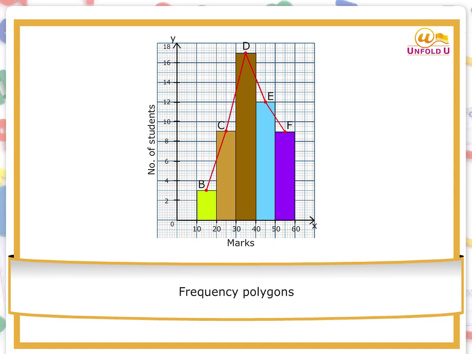To complete the polygon, we assume that there is a class interval before 10 to 20 and one after 50 to 60, and their midpoints are A and G respectively. Join AB and FG. Then A, B, C, D, E, F, G is the required frequency polygon.